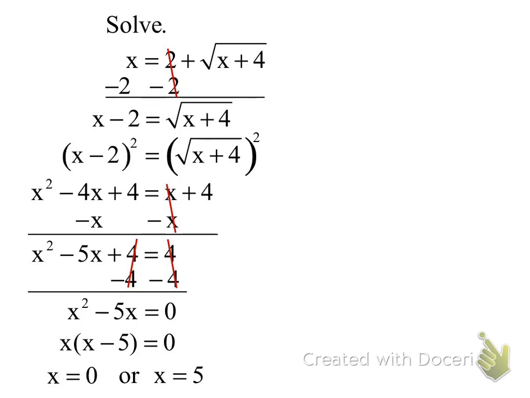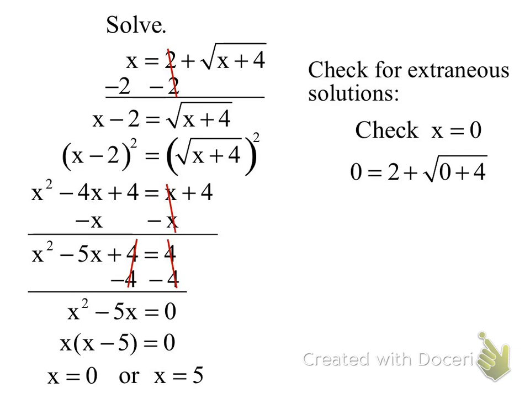What must we do with radicals? Check for extraneous solutions. Substitute the 0 back in. Does it work? No, it doesn't. Because it becomes 2 plus the square root of 4, which is 2 plus 2. 0 does not equal 4. So 0 doesn't work.